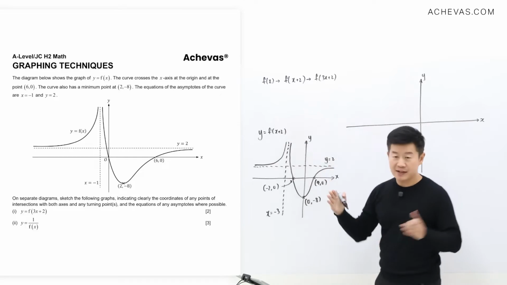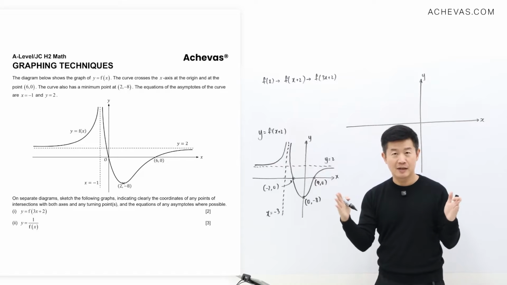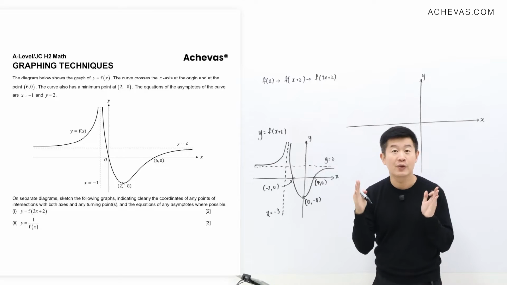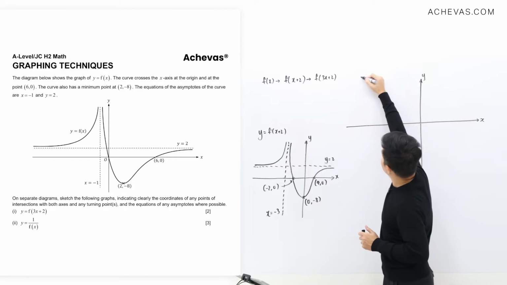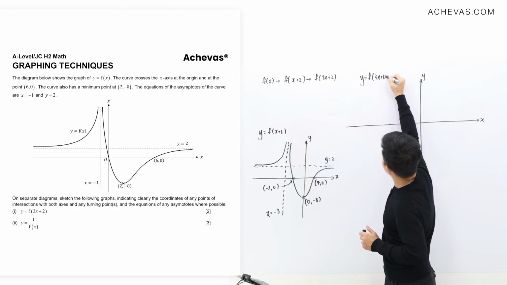And we are going to replace x by 3x, which means that it is going to be a scaling by a factor of 1 over 3 parallel to the x-axis. So this is my final graph, y is equal to f(3x + 2).